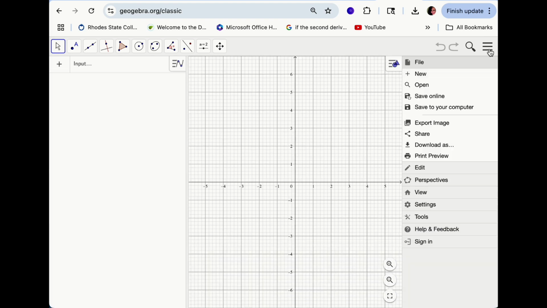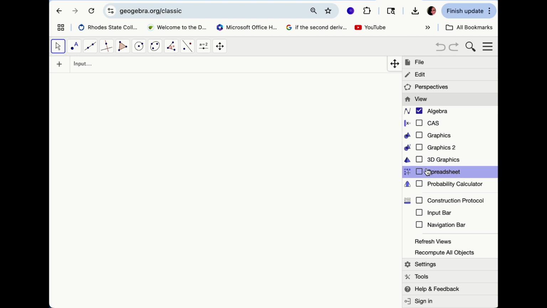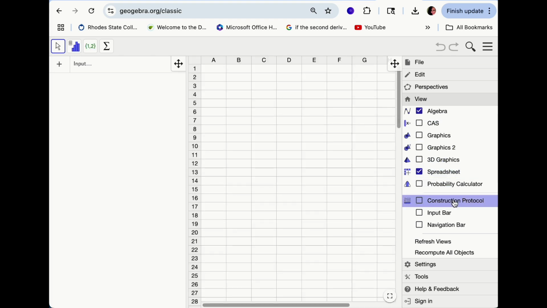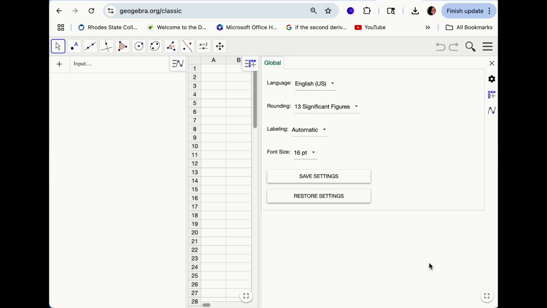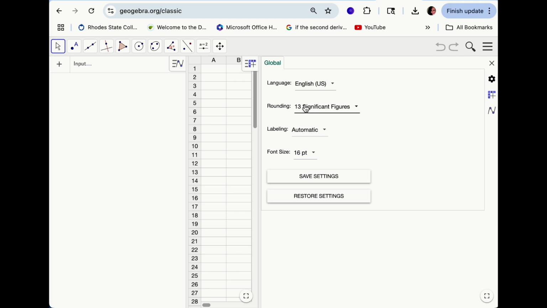So I'm going to come over here, and I am going to choose View. I don't need the graph right now, so I'm going to uncheck that. I'm going to check Spreadsheet View. Another thing I suggest that you do while we're actually in here is go to Settings, and make sure where it says rounding, you're out the farthest you can go. It's much better to have as many digits as possible than to be short on digits and run into rounding errors. So make sure you have as many digits as you can, and then click Save Settings, and then you can exit out.